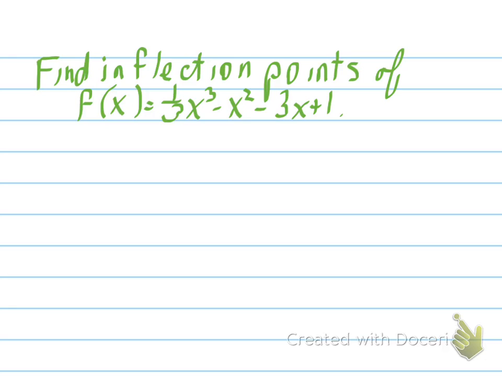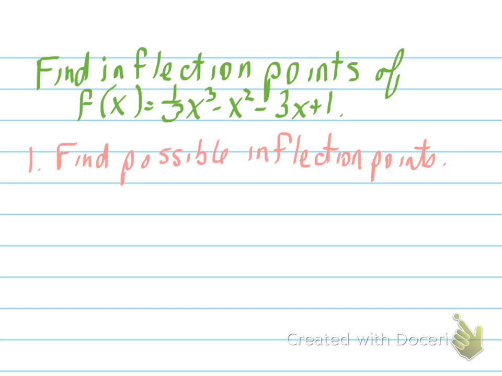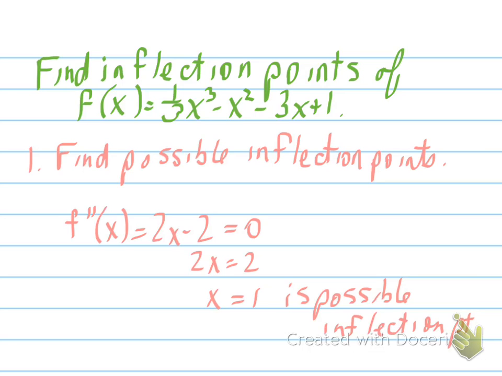So let's find the inflection points of f of x, our same function, 1/3 x cubed minus x squared minus 3x plus 1. The first thing we need to do is find what possible inflection points could be. So we take the second derivative, it's 2x minus 2. It's a perfectly continuous function, so the second derivative exists everywhere. So the only possible inflection points are going to be when this equals 0, which if we solve for x, we get x equals 1. That is a possible inflection point.